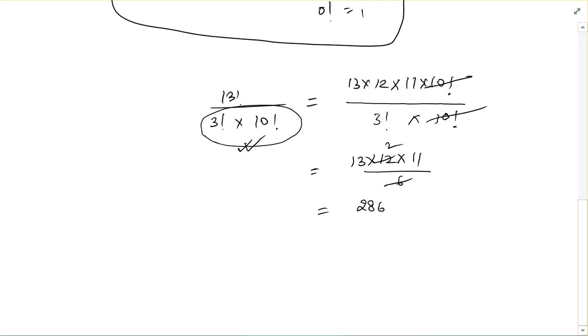So this is how you deal with factorial. Remember that there are no factorials for decimals and negatives, and 0 factorial is equal to 1. That will be explained in this chapter only. I will explain how 0 factorial is equal to 1.